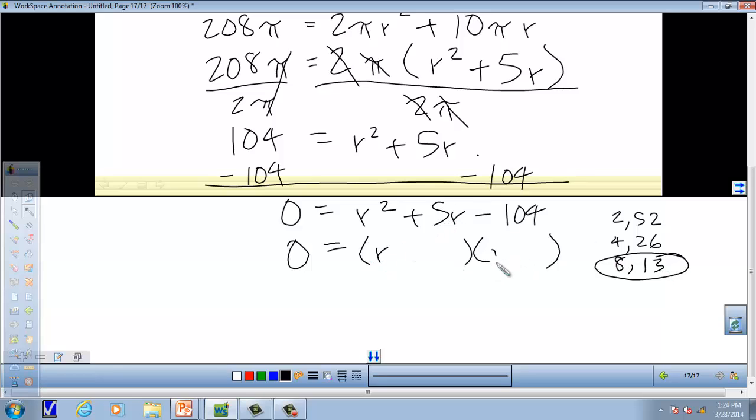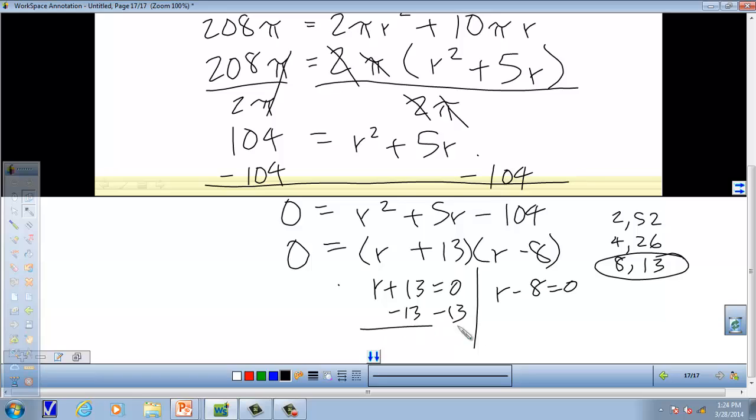So we'll have r here and r here. We'll do 13 and 8 here. We want a positive 5 when we're done. So we do a positive 13r and a negative 8r. So now we can state, if we set these both equal to 0, r plus 13 equals 0, and r minus 8 equals 0. We're going to subtract 13 from both sides, so that r equals negative 13. We're going to add 8 to both sides, so that r equals 8.